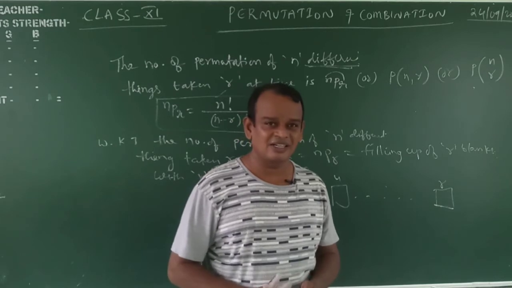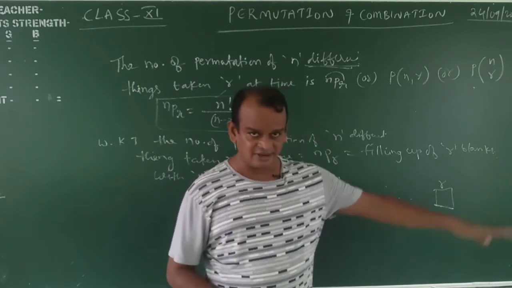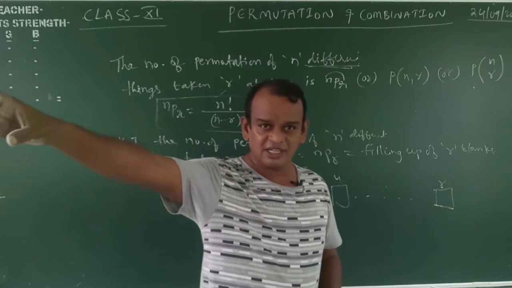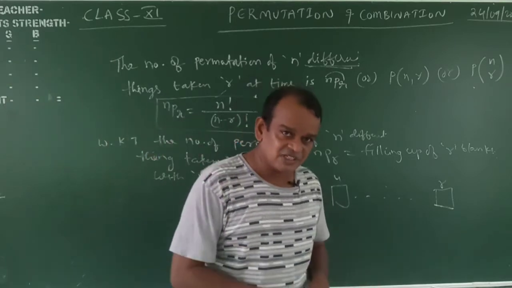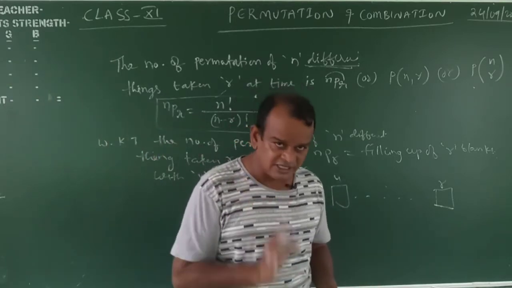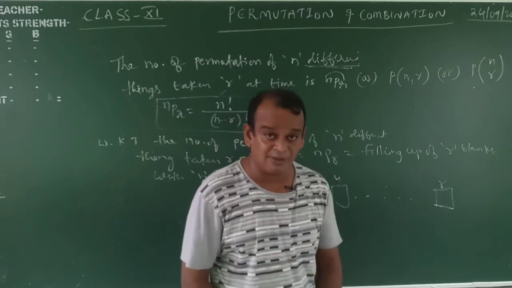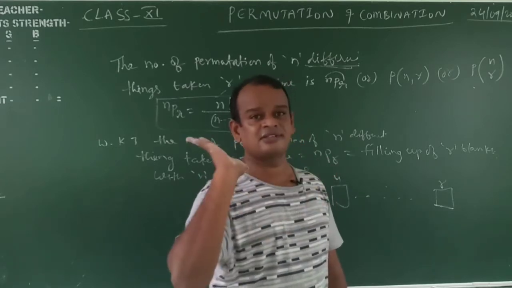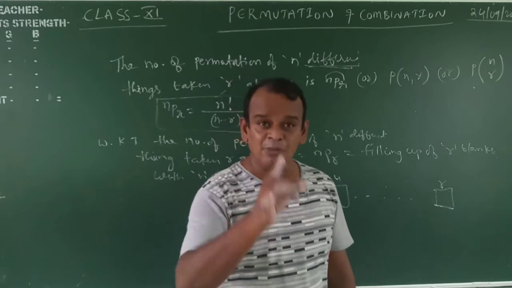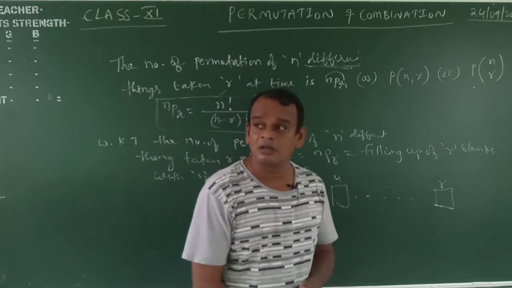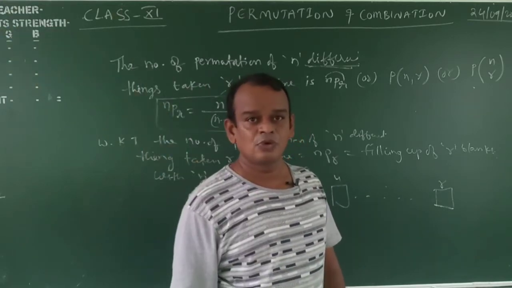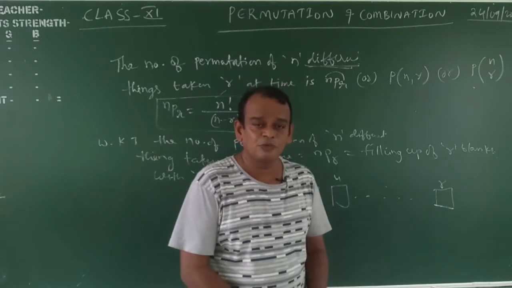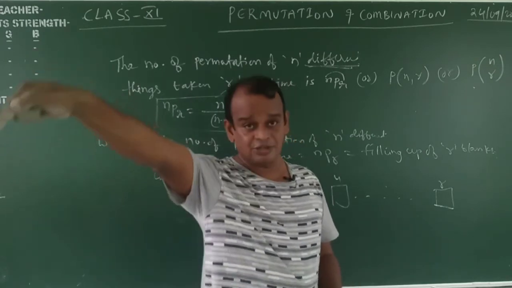I hope that you understood or not. Here 4 chairs are there. How many students are there? 10 students are there. In the first chair, how many students are sitting? Only one student is sitting in the first chair, no problem at all. But how many chances? Number of chances for the first chair is equal to the number of students. Who was sitting in the first chair? Any one of the 10 students.